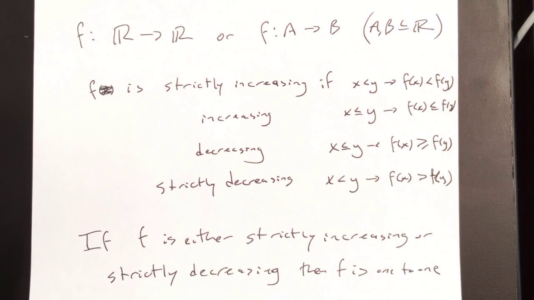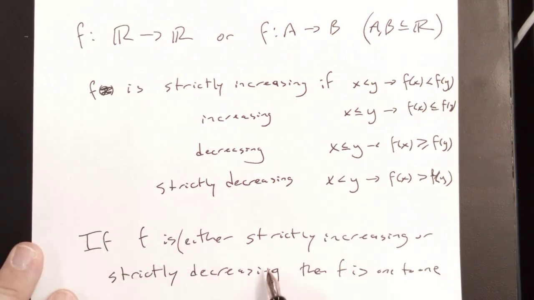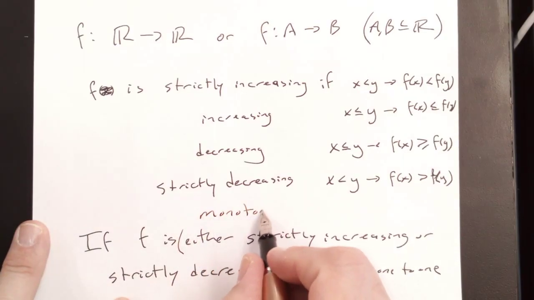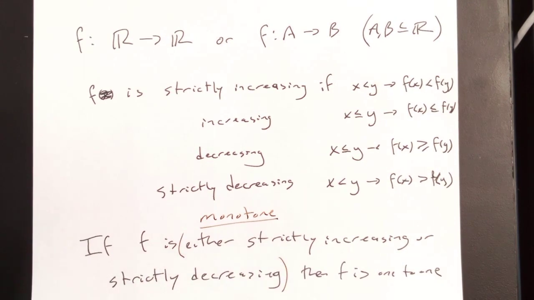By the way, this idea, being either strictly increasing or strictly decreasing, is referred to as monotone. A function is monotone if it's either always up or always down.